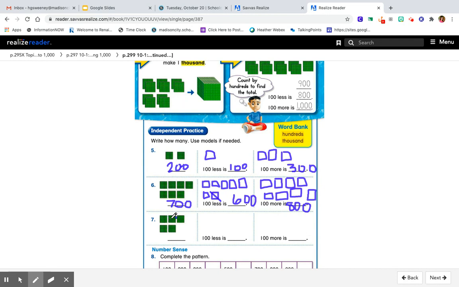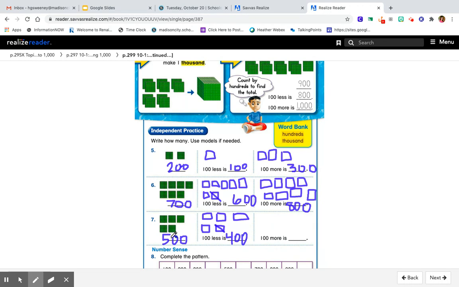So here we go. We have 1, 2, 3, 4, 5 flats. So that's 500 because we have 5 hundreds here. So what is 100 less than 500? So I'm going to draw out all 5 of my flats, and what you could do is get out 5 of your flats and lay them out. Now, if we want to know what 100 less is, we need to take one away. So let's take it off. You can take yours off of the pile. Now let's count how many we have left. 1, 2, 3, 4. So 4 flats, that's 4 hundreds, which is 400.